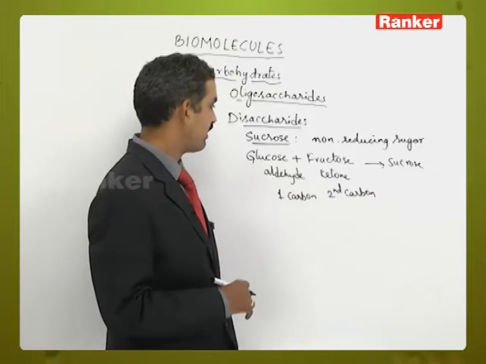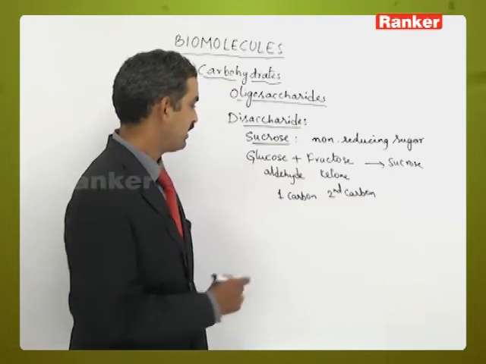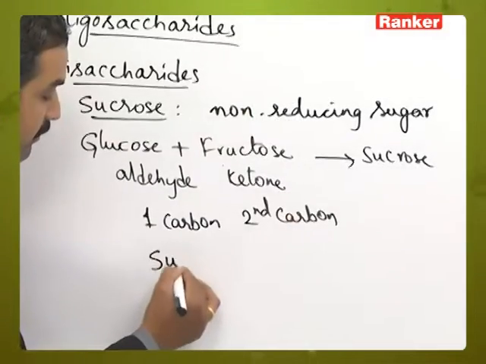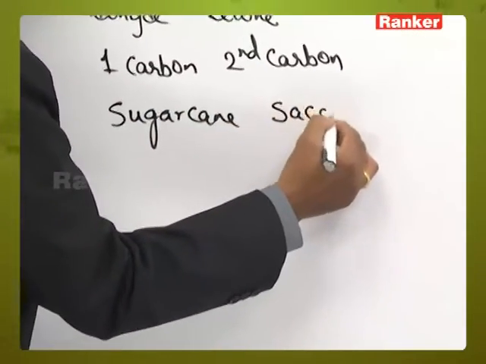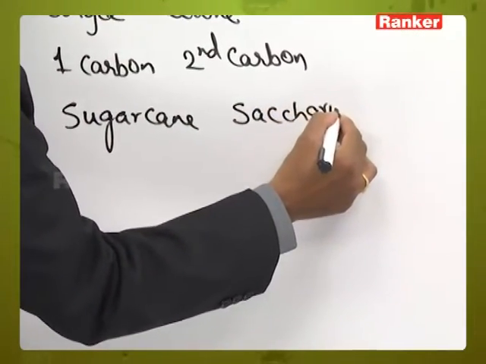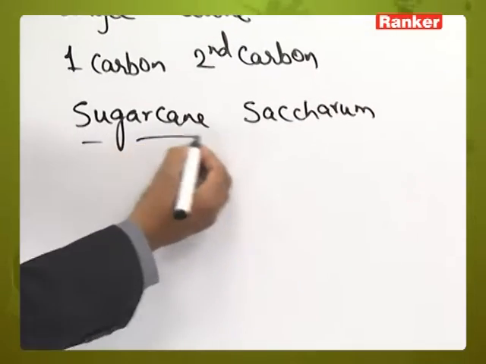Sucrose is present in sugarcane, that is Saccharum officinarum, and also in beet sugar.